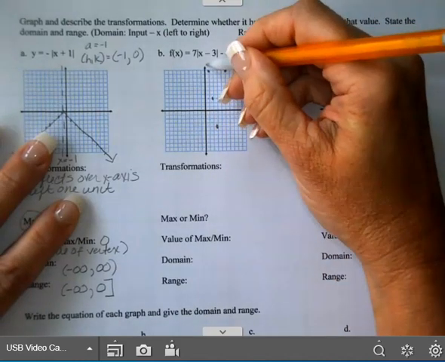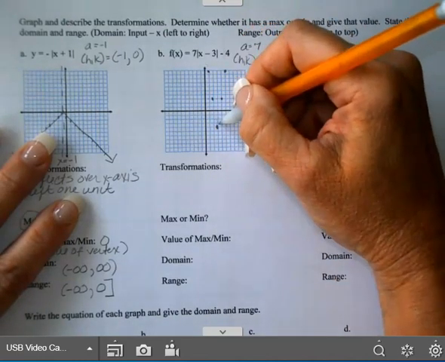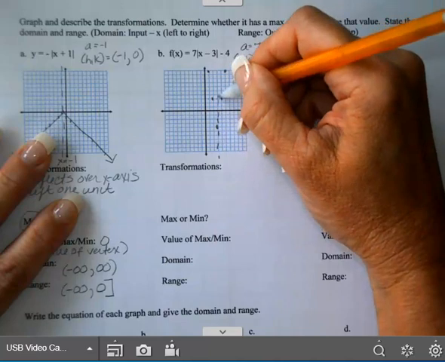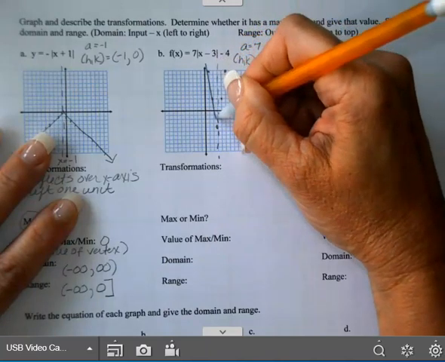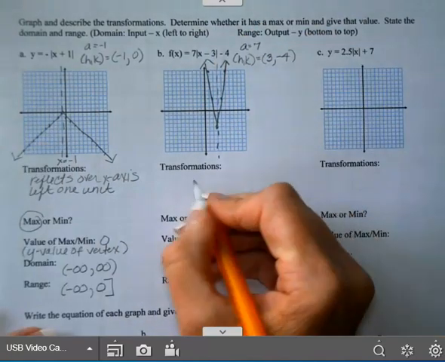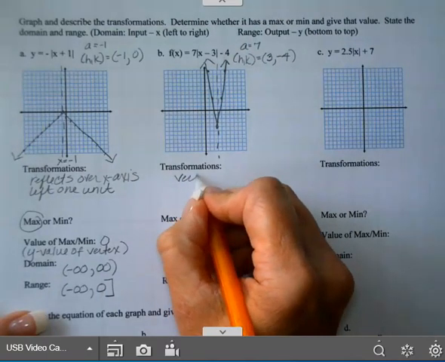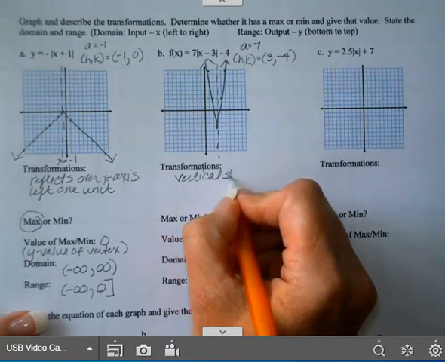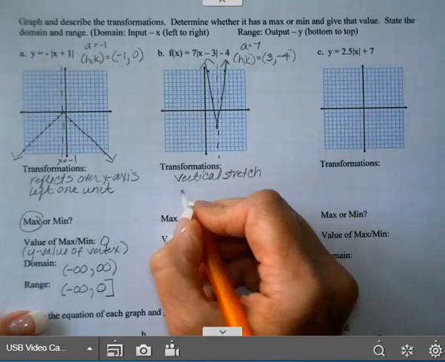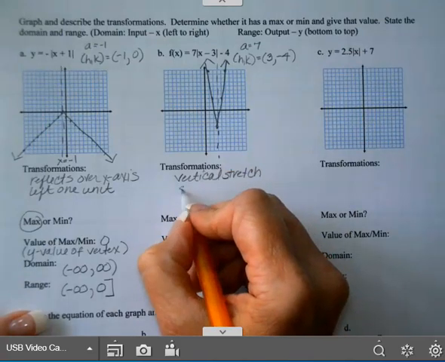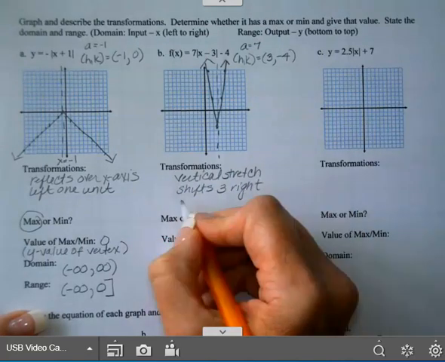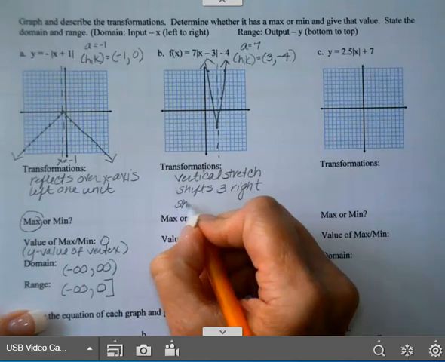And so here's your graph. If you want to put in the line of symmetry, you can. It's right here at x equals 3. And your graph looks something like this. It's a vertical stretch on this one. The graph has gone 3 units right, and then down 4 units, so it shifts down 4.